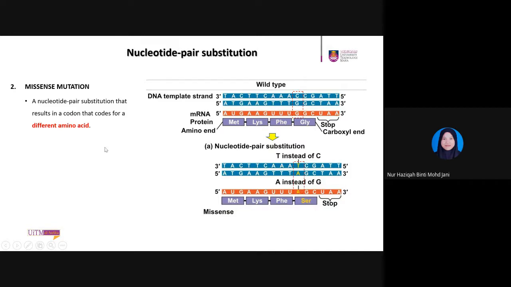Ada missense mutation walaupun dia ubahkan satu je amino acid, dia boleh menyebabkan penyakit. Contohnya apa?